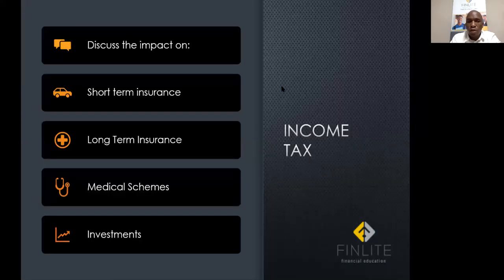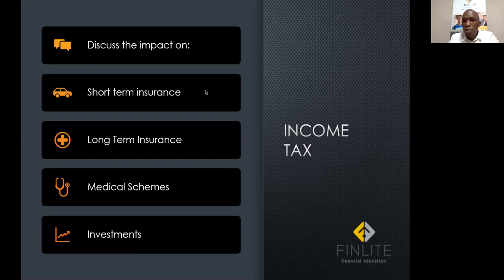In terms of the impact of tax on the different products, short-term insurance, for instance, there have been recent changes where the VAT has to be added on short-term insurance. So when the change happened from 14% to 15%, the short-term insurance industry obviously felt that, because that has to be collected back from the individual.